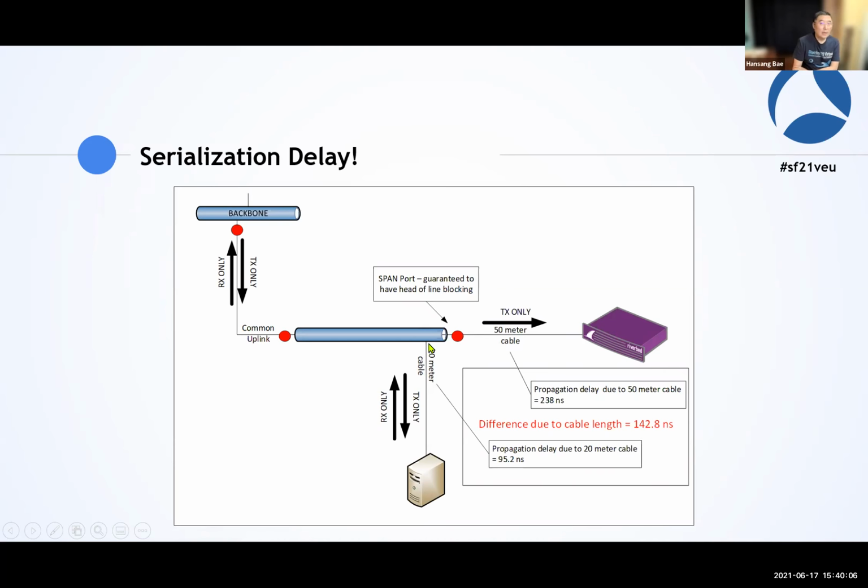But here's the thing. This network is 20 meter fiber. So the distance from this switch to this server is 20 meters, and you have 95 nanoseconds of propagation delay. Because remember, it takes time to go from point A to point B. If you look at the medium, fiber optic in this case, it's 0.95 nanoseconds per meter. But here, the fiber to your sniffer is 50 meters long.